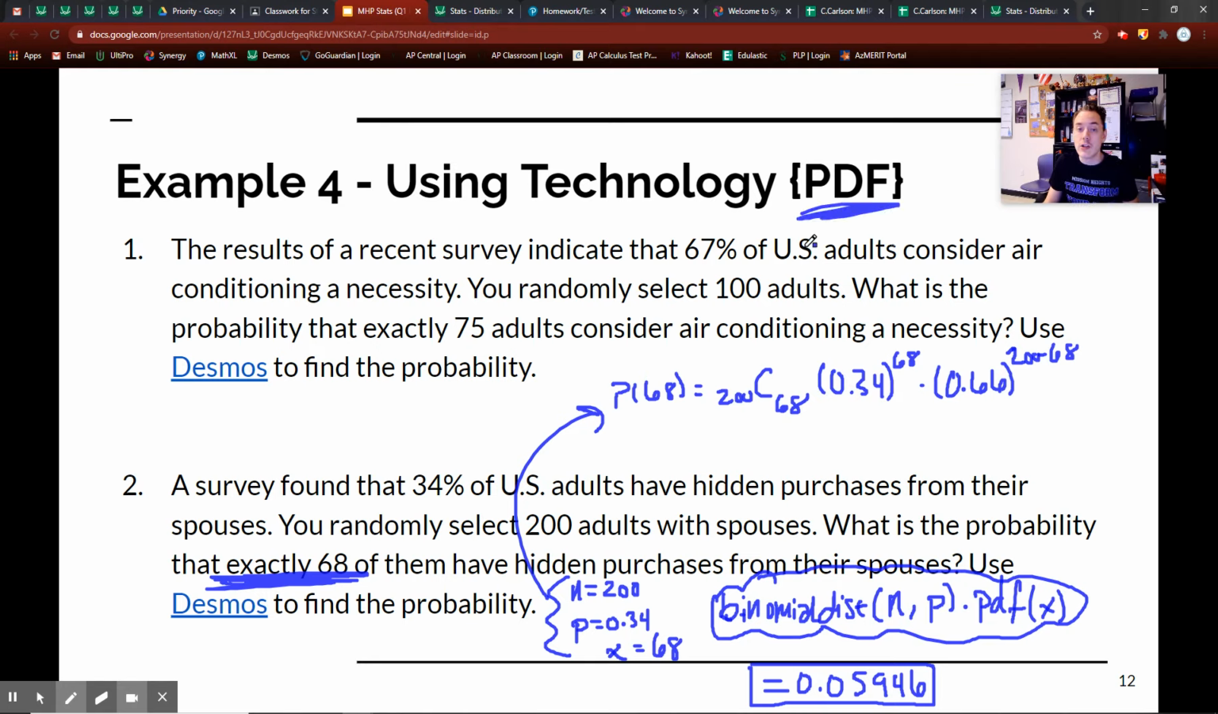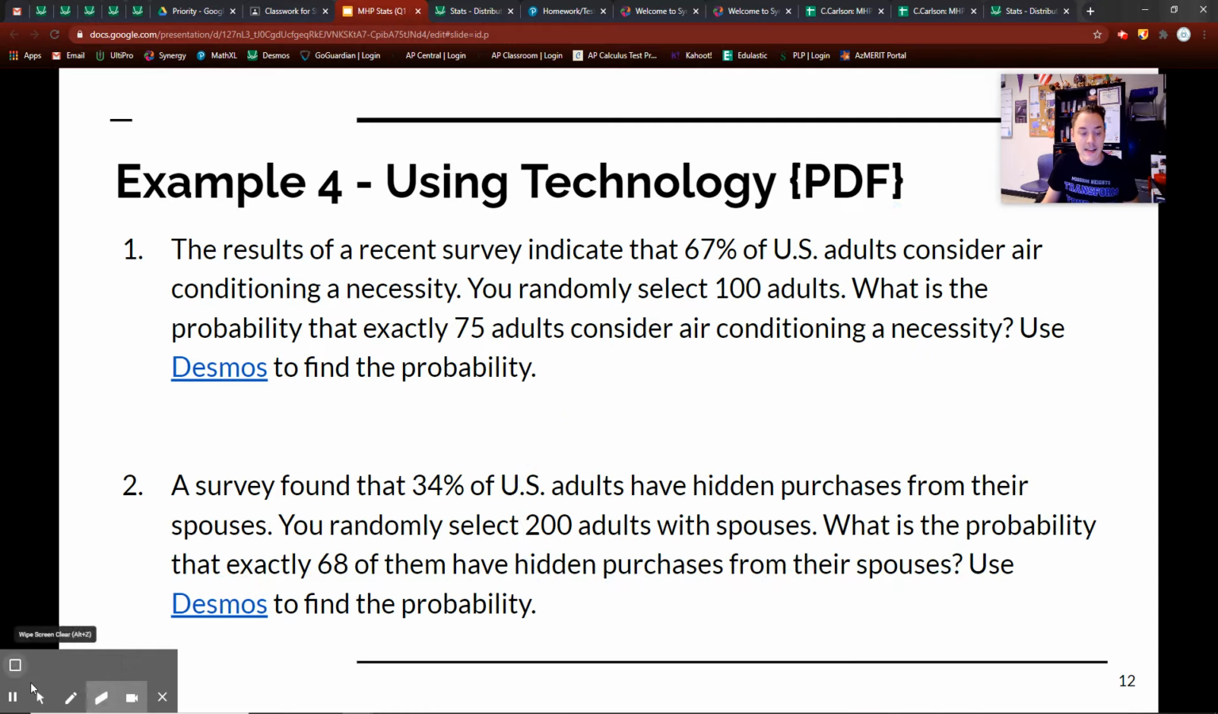So that is PDF. Now we're going to go into what we call CDF, and I'm going to show you what that is now.